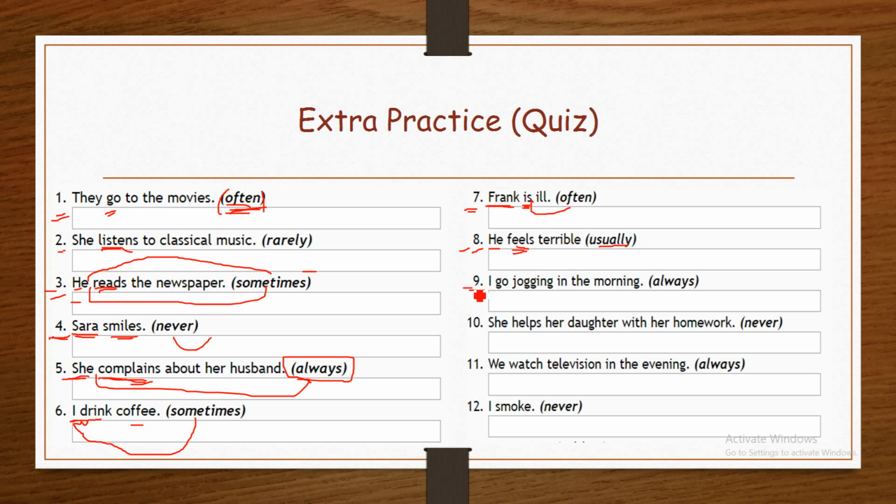Number nine. I go jogging in the morning. Subject, main verb. I always go jogging in the morning. Number ten. She helps her daughter with her homework. She is the subject, helps is the main verb. Therefore, she never helps her daughter with her homework.